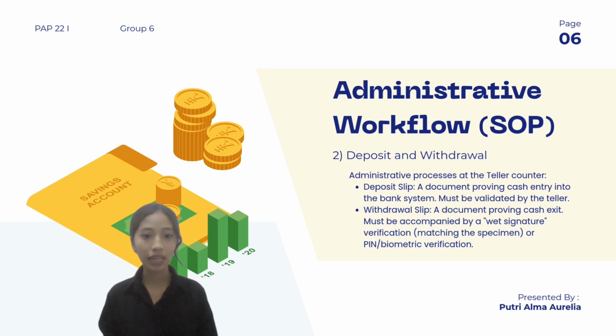Once the account is active, the main activities occur at the teller counter. Here is the administrative process. For deposit, we use a deposit slip, which is a document proving cash entry into the bank system. This must be validated by the teller.